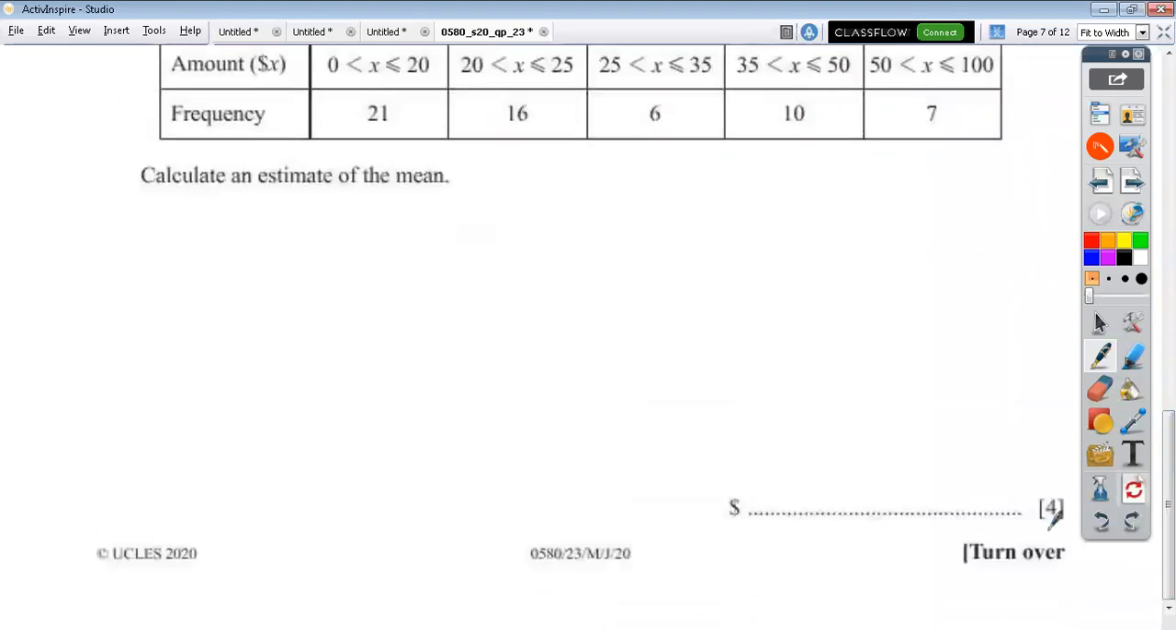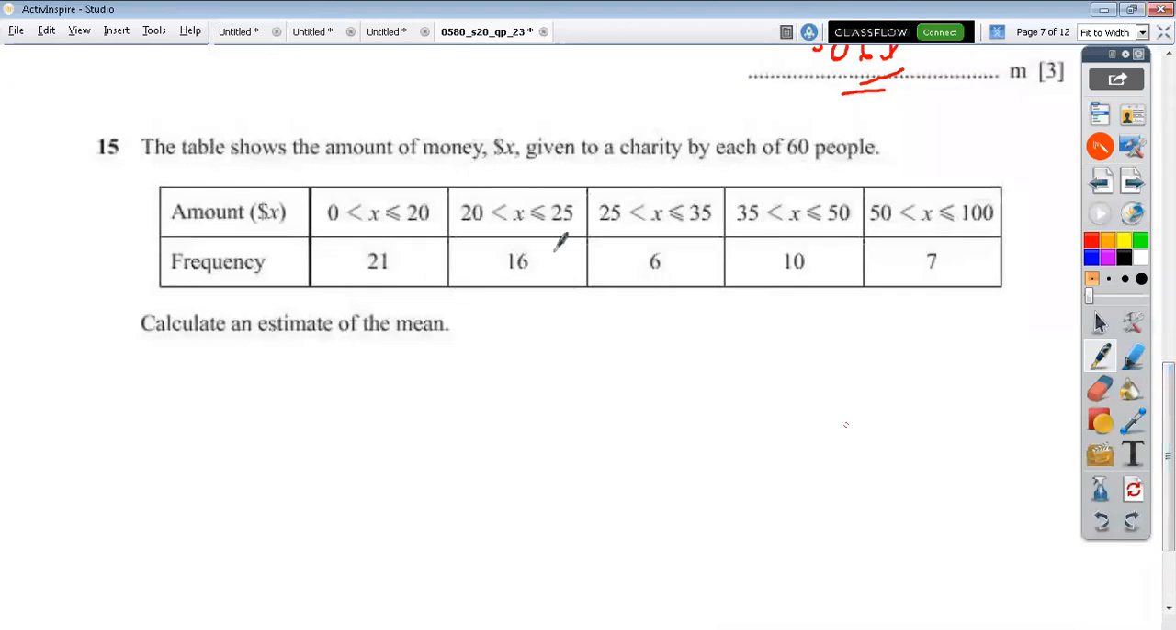Now, how many marks here? You see, I told you this is June, so you might get the same question again. Was it June, March, the same question? How many marks? 4 marks. What did you say we find from this table? You should now know. Mean. What should you find first?